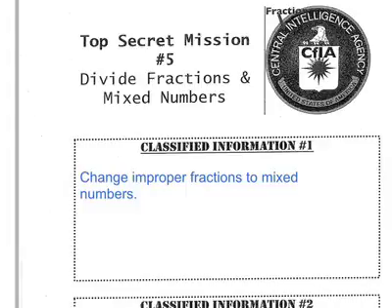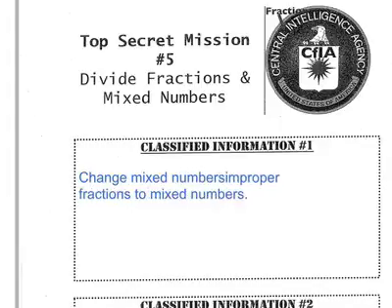Let's do a little example here. Oh, I'm sorry. I wrote this backwards, didn't I? You guys didn't catch that. Let's try that again. Let me fix it. Okay, hopefully I can edit that. Oh, there we go. Change mixed numbers to improper fractions. That's what we need to do. All right, that makes more sense.